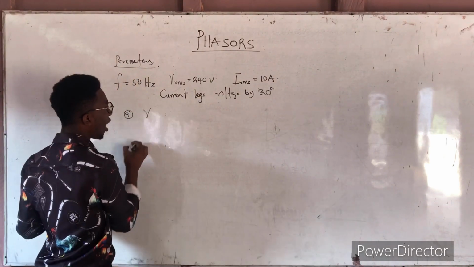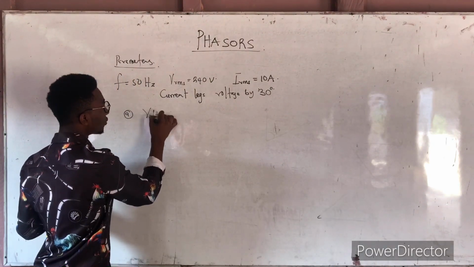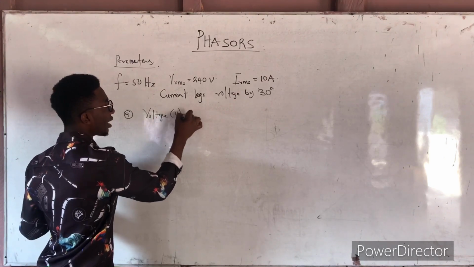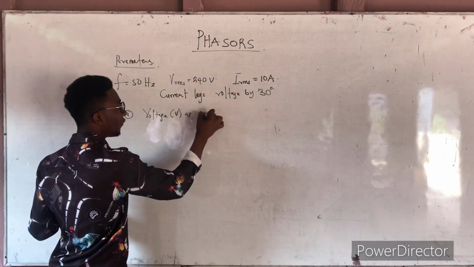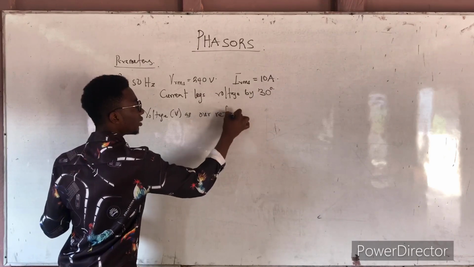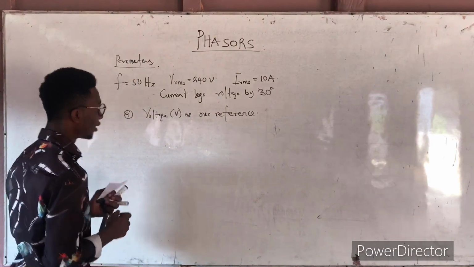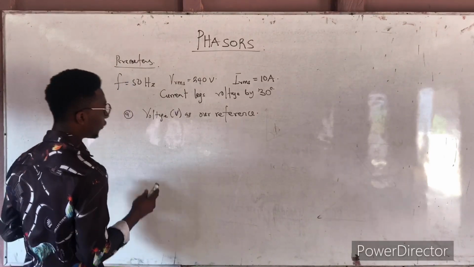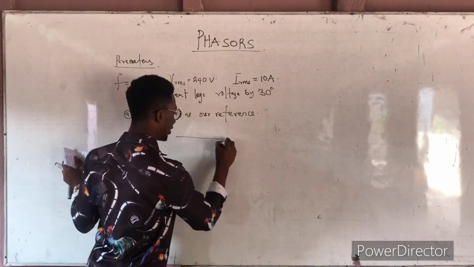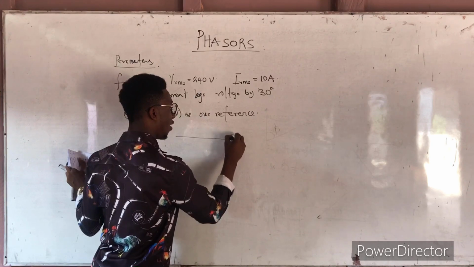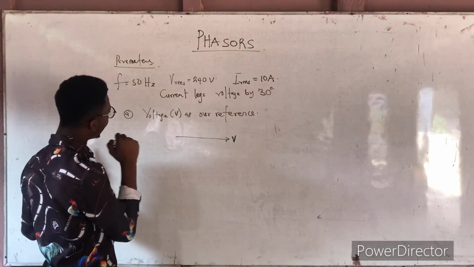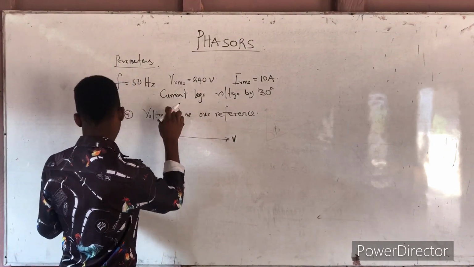So we take our voltage V as our reference. If you take that as reference, then that one will be in phase. So now this will be our V. That is our voltage.